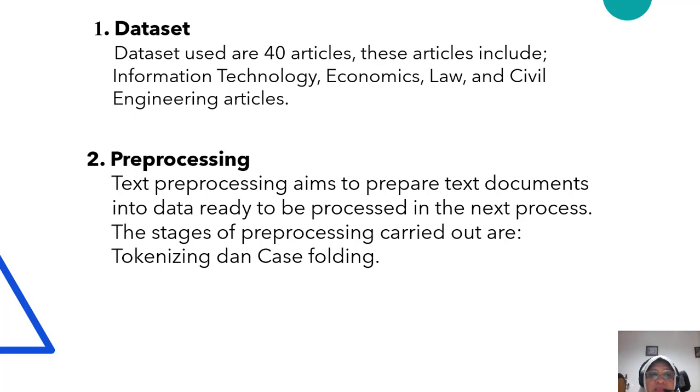Dataset. The dataset uses 40 articles. These articles include information technology, economics, law, and civil engineering articles. Next, the preprocessing. Text preprocessing aims to prepare text documents into data ready to be processed in the next process. The preprocessing step carries out tokenizing and case folding.